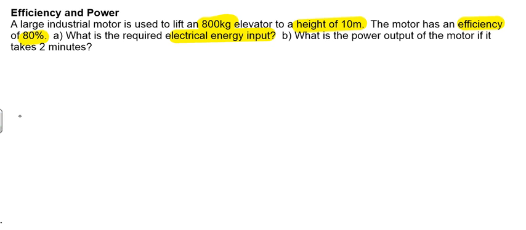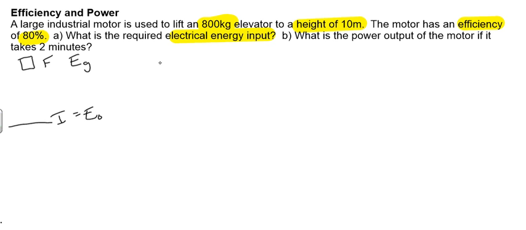So let's take a little sketch of this. We've got a box sitting on the ground, and this motor is going to lift it. So initially, the energy is 0, and then somewhere up here, at the final position, the energy is gravitational. So we're looking for the electrical energy input.